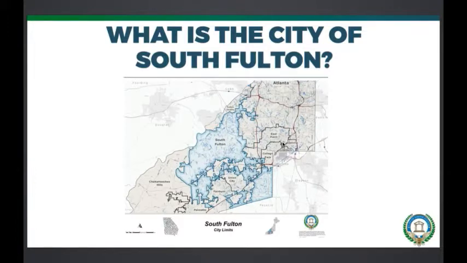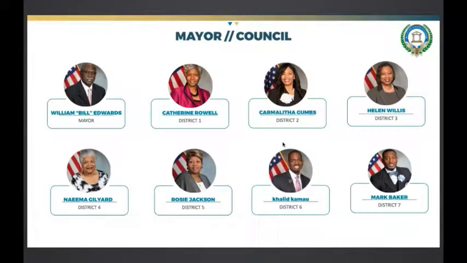And so, with that, I think it was appropriate to start with what is the City of South Fulton? Who are we? Where are we? And what do we do? As you can see on the map, the City of South Fulton is not only the largest of the South Fulton cities, we touch every single one of our adjoining cities and really influence the direction of the region.